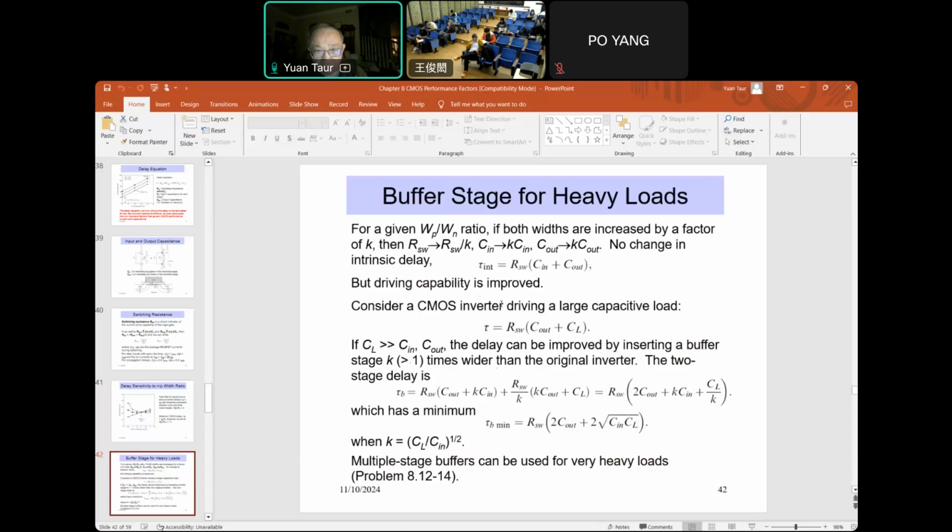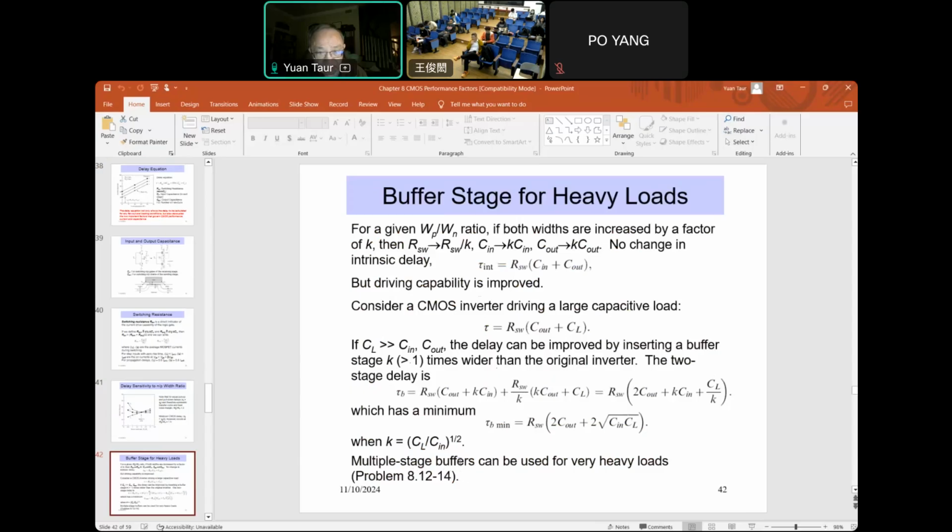Okay, so without the buffer, the delay goes as a linear dependence of C_L. With the buffer, this becomes square root of C_L. So obviously, if the load becomes very large, this will be better, a shorter delay than the delay without the buffer. Okay.